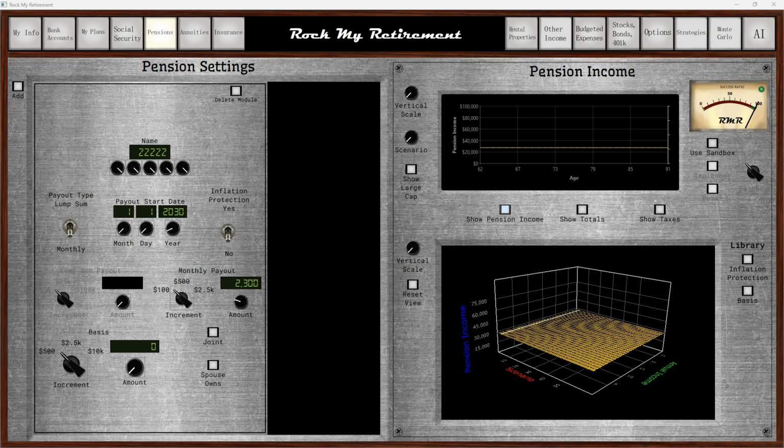They should have a record called an investment in the contract ledger that would show all of the after-tax contributions you have made. If you've made after-tax contributions, then enter the total as the basis for the pension. Rock My Retirement will then calculate how much of each payment is tax-free using something the IRS calls the simplified method, which is required for all pensions after November 18, 1996.